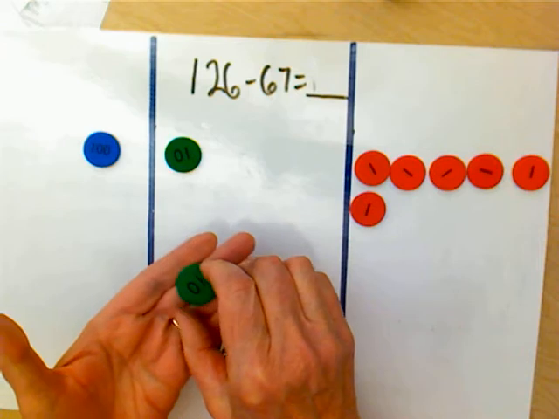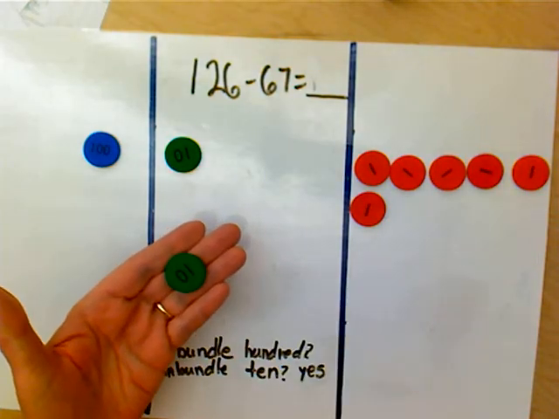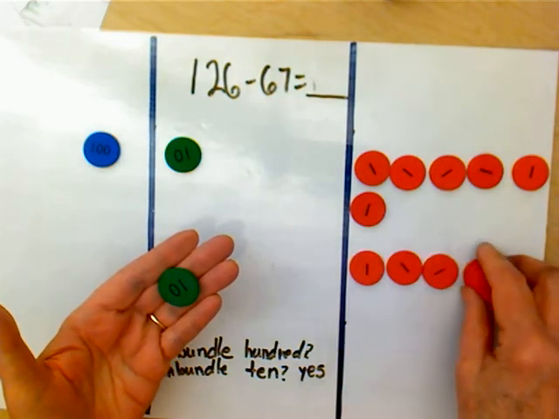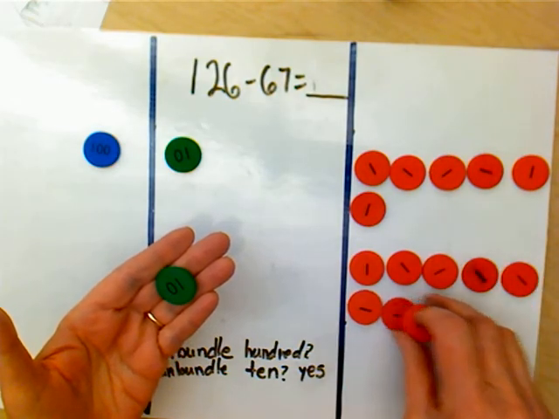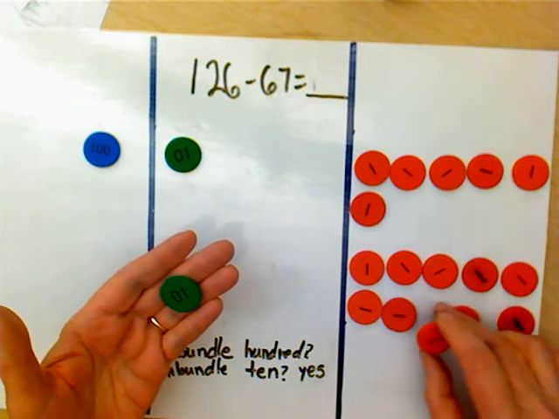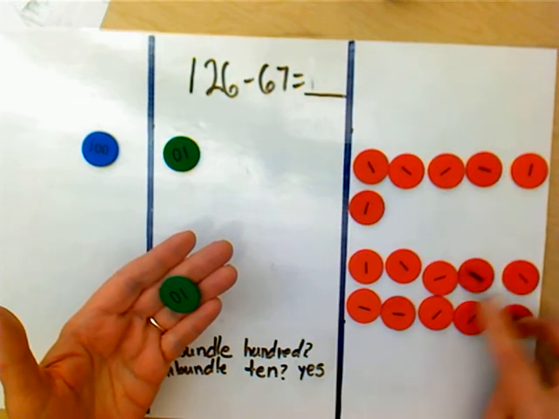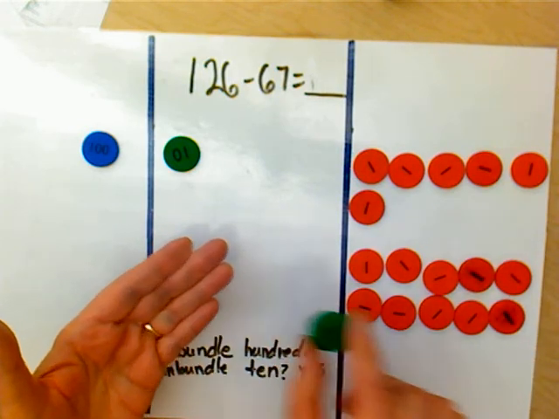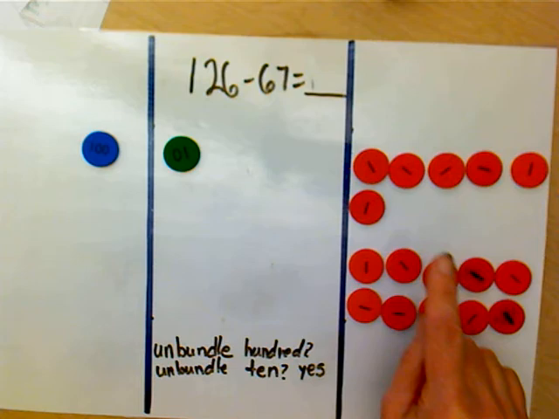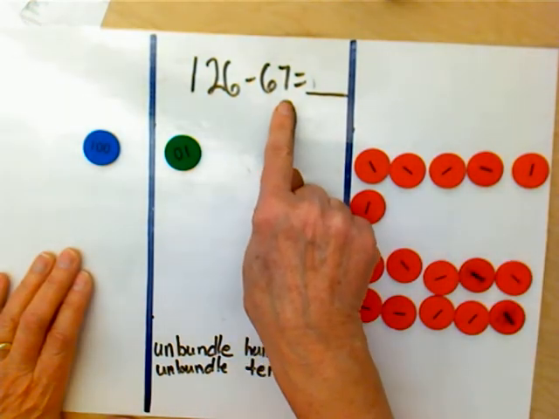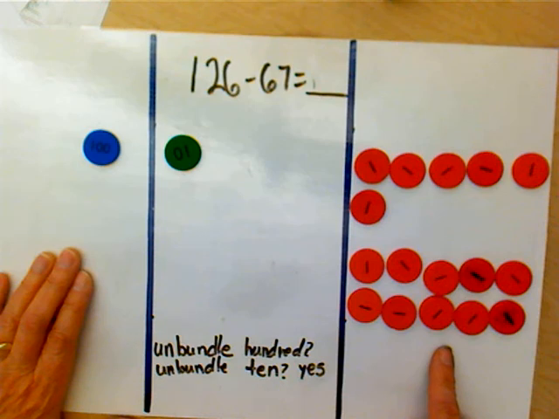I'm taking that 10 and I'm going to decompose it for 10 ones. Here I go, holding it in my hand. 1, 2, 3, 4, 5, 6, 7, 8, 9, and 10. So now that I have those 10s exchanged and they're unbundled, I'm going to move this off my chart and see that now I have a total of 16 ones. I definitely can take 7 ones away from 16 ones.